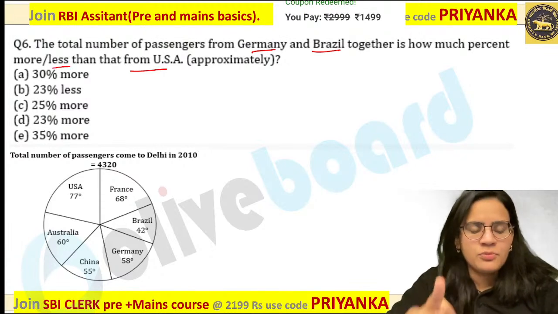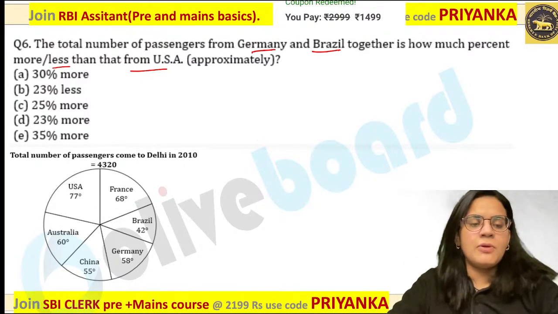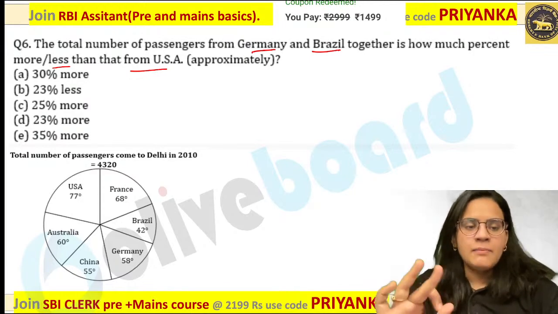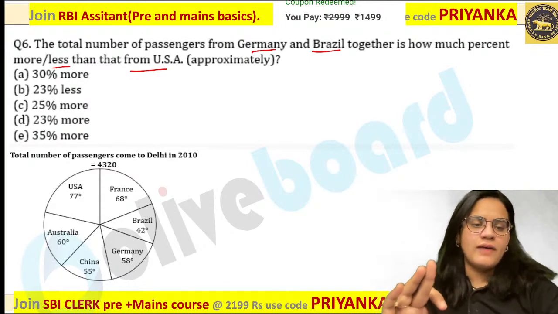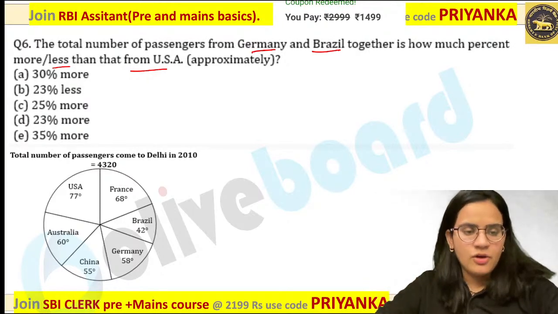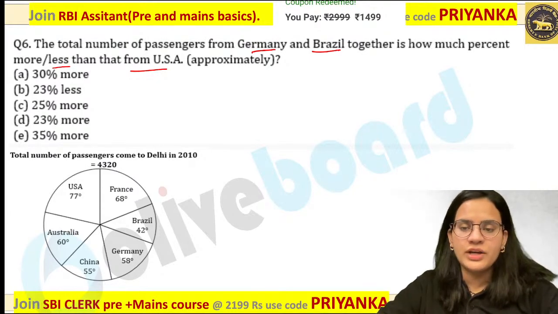Now the first and foremost important point that you have to remember: whenever you have to talk about percentage value or percentage increase or decrease, please never calculate the actual value. You can directly solve it using the degree value itself. Why? Because whatever value you are going to get is in ratio format, so you need not calculate the exact value.